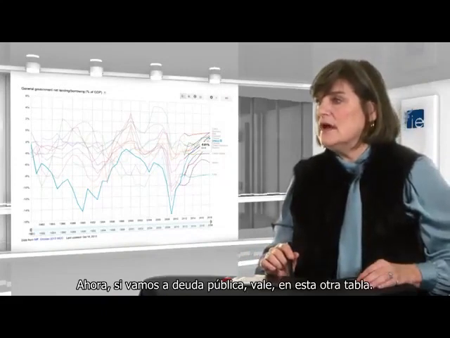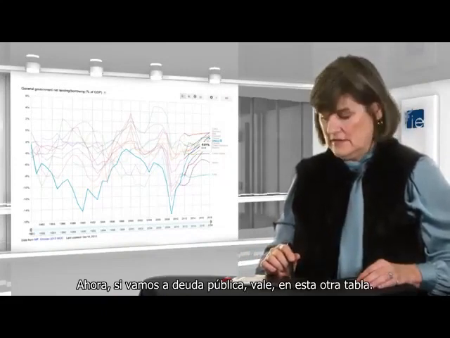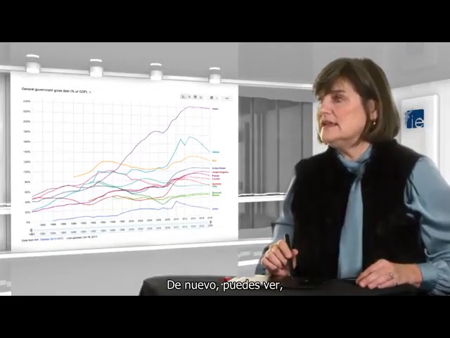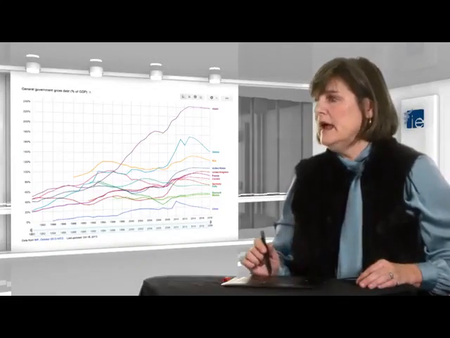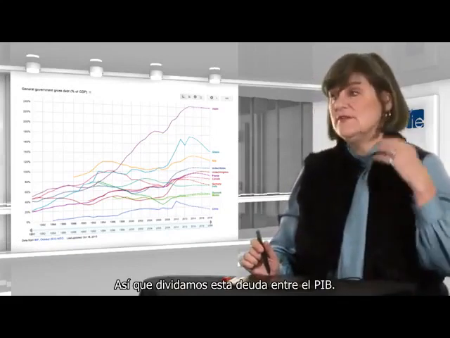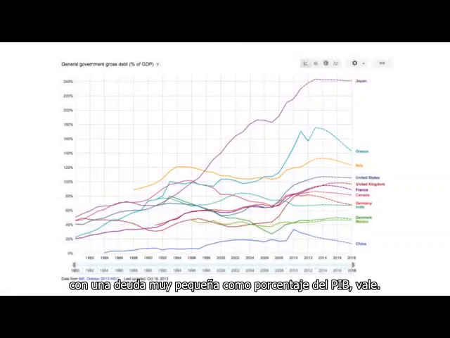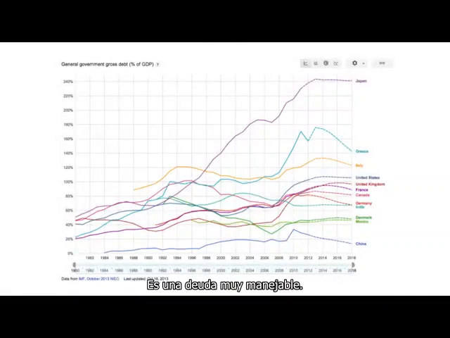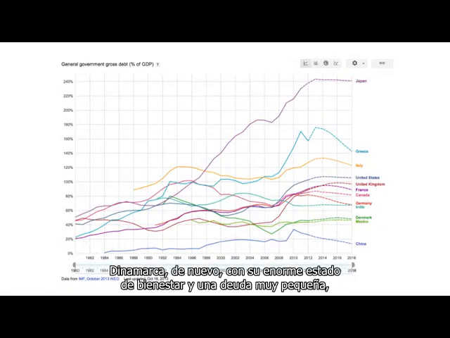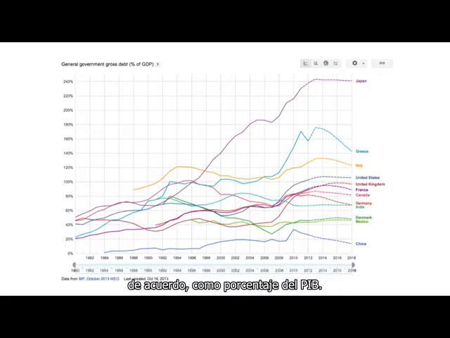Now, if we go to the government debt, okay, on this other chart, again, you can see that there's a big difference. If we divide this debt by GDP, you can see down here at the bottom, China, with a very small debt as a percent of GDP, okay? It's running around 20 to 30%, all right? That's a very manageable debt. We'll talk about the numbers a little bit later. You can see Denmark as well down here. Denmark, again, with its huge welfare state, with a very small debt, all right, as a percent of GDP. That means it's going to spend less money on interest payments.